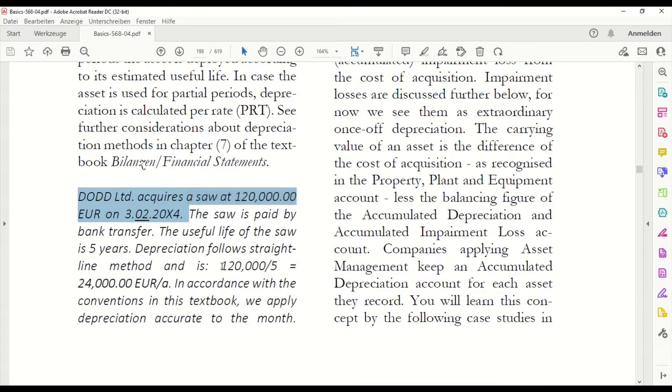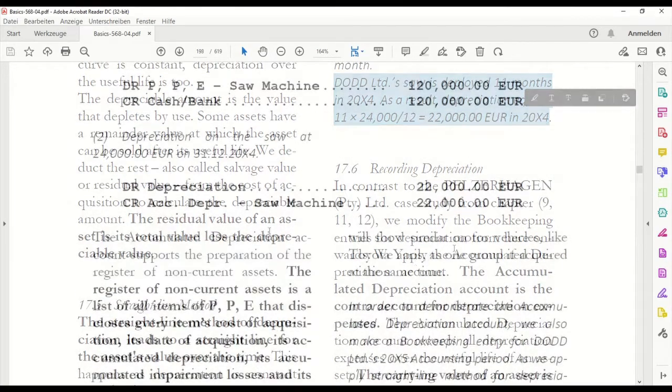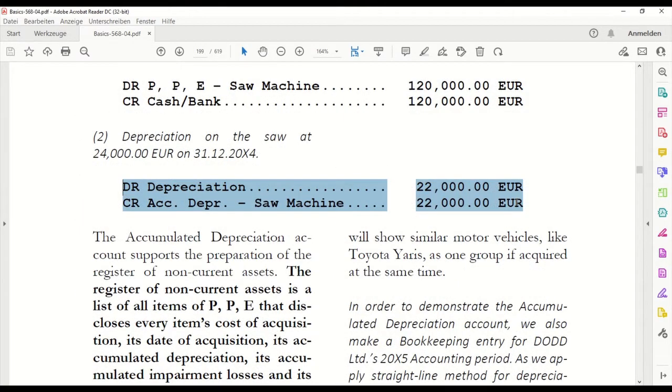So the annual depreciation will be 120,000 over 5, which gives us 24,000 euros per year. In 2004, the company only uses the saw for 11 months. Accordingly, it has to recognize depreciation to the extent of 22,000 euros in 2004. The standard bookkeeping entry for depreciation is debit entry depreciation, credit entry accumulated depreciation. You actually can make the credit entry in the property, plant and equipment account, but that actually leads to a loss of information which we don't want.